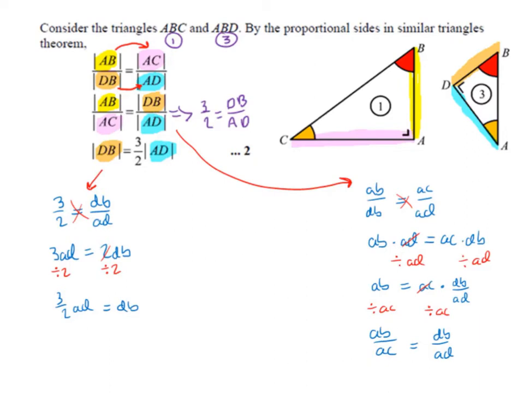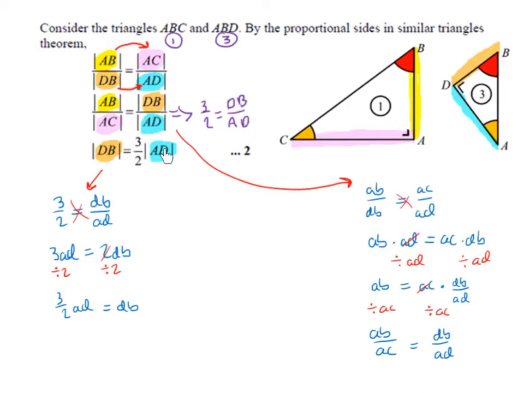Okay, so remember we worked out that AB over AC is equal to 3 over 2. So we're going to rewrite this. Instead of AB over AC equal to DB over AD, we're going to have 3 over 2 equal to DB over AD. And then we're going to rearrange to get the DB on its own. So we get DB is equal to 3 over 2 AD.